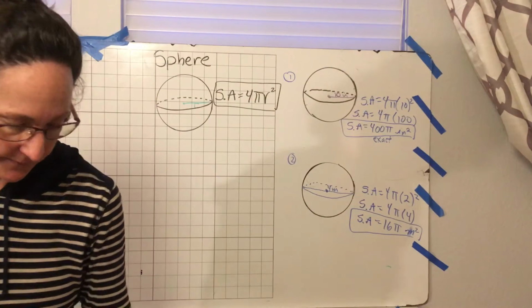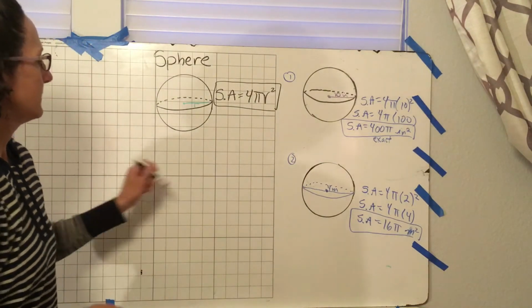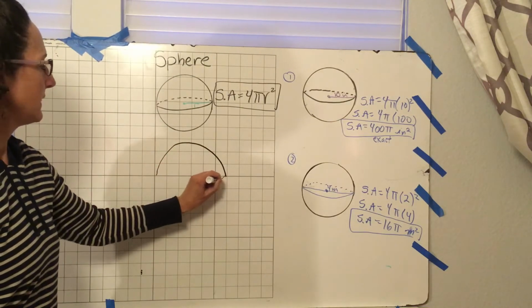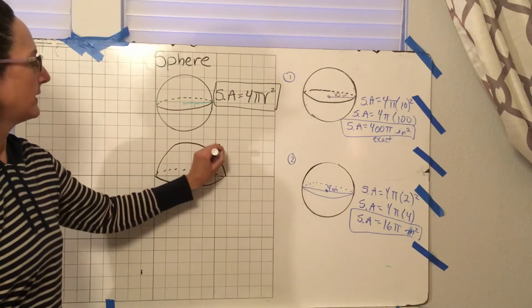All right, so let me go ahead and draw you one. I'm just going to freehand this one. To draw a hemisphere, you draw half a circle, and then you do the bottom, and then you do the dotted line. And it's called a hemisphere.